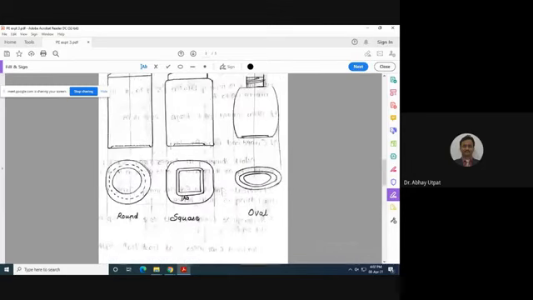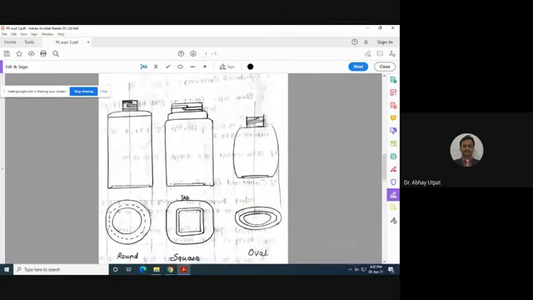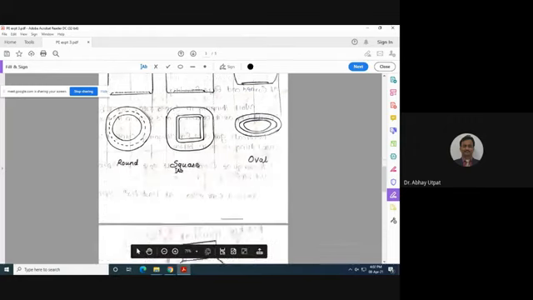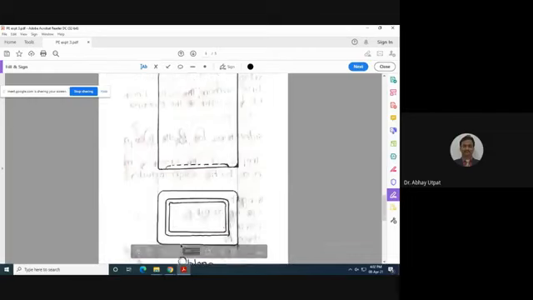See this round shape, you can take a screenshot. Then the fourth shape is here.